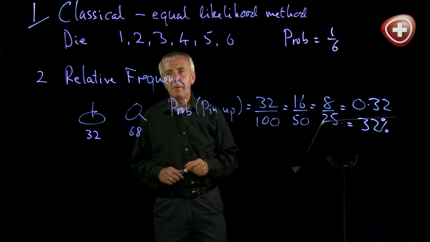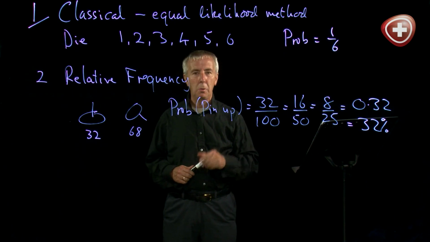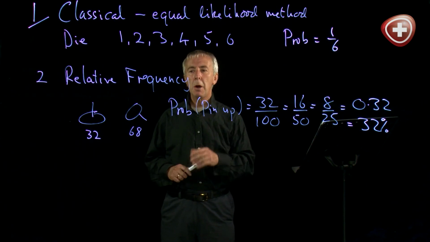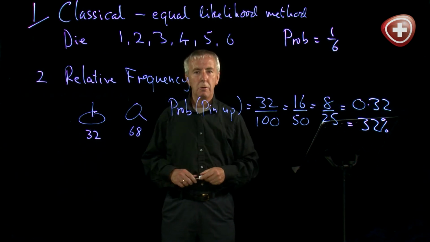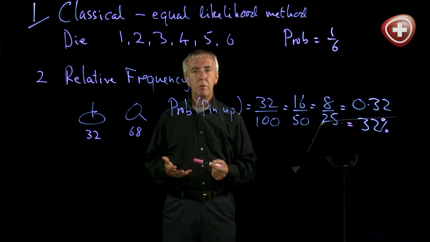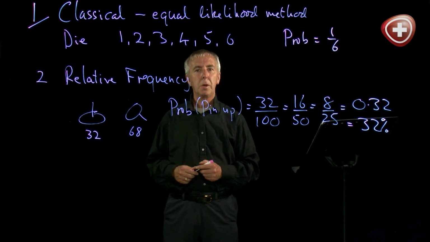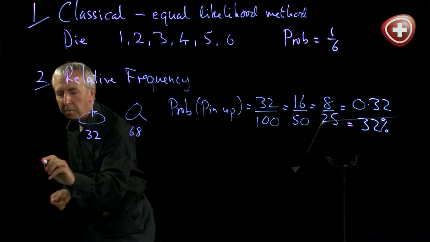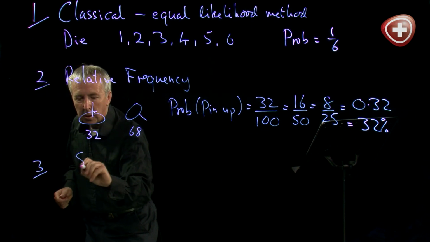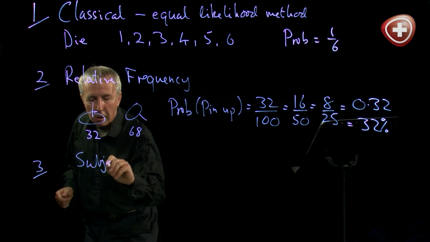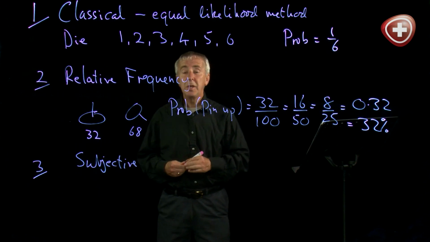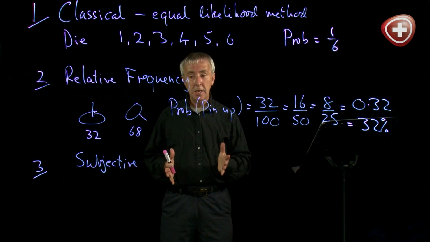Now, some events we can't handle in either way because they're not equal likelihoods and we don't have a lot of data historically to go on. Things, for example, like football matches or general elections. So the third definition we might call the subjective definition, and this is basically where we take a guess.